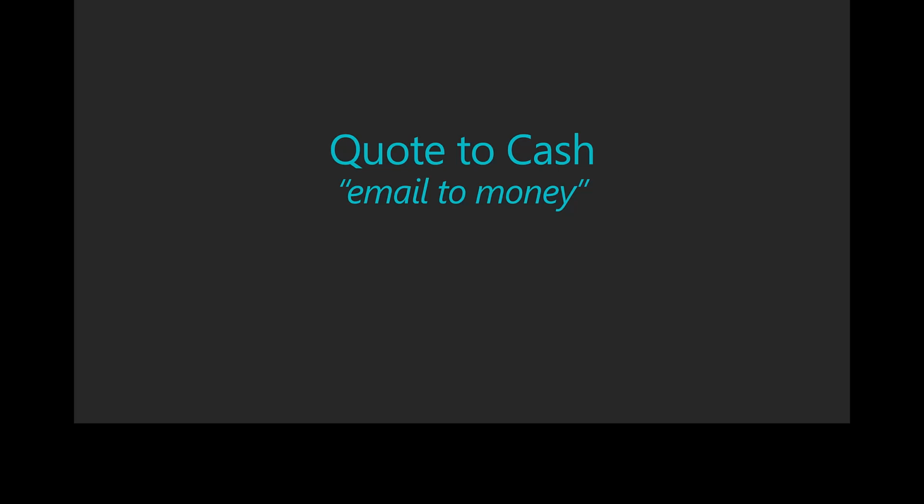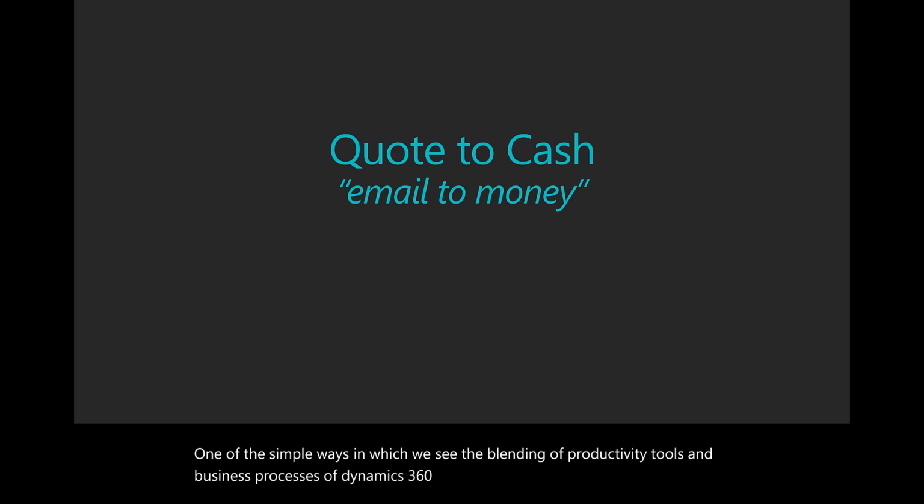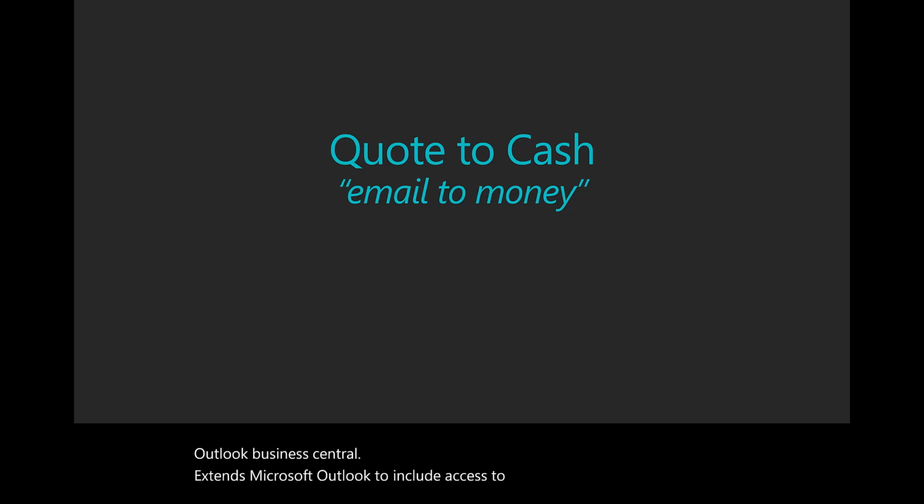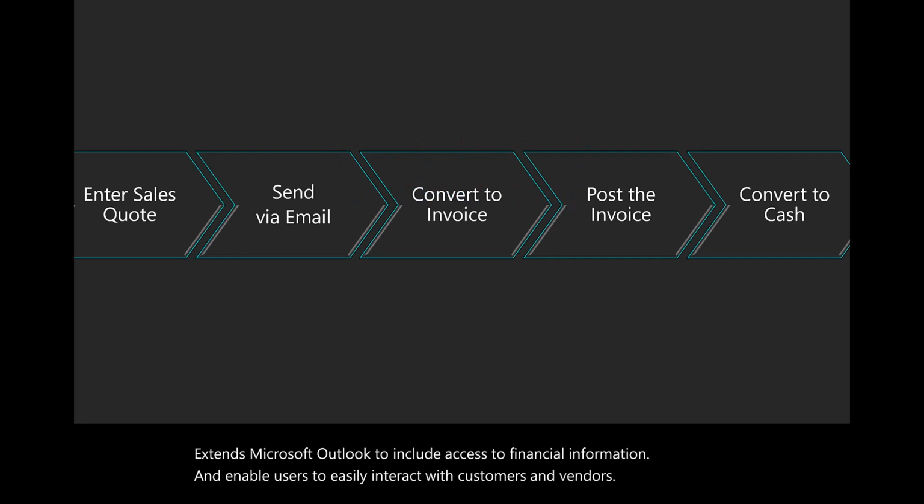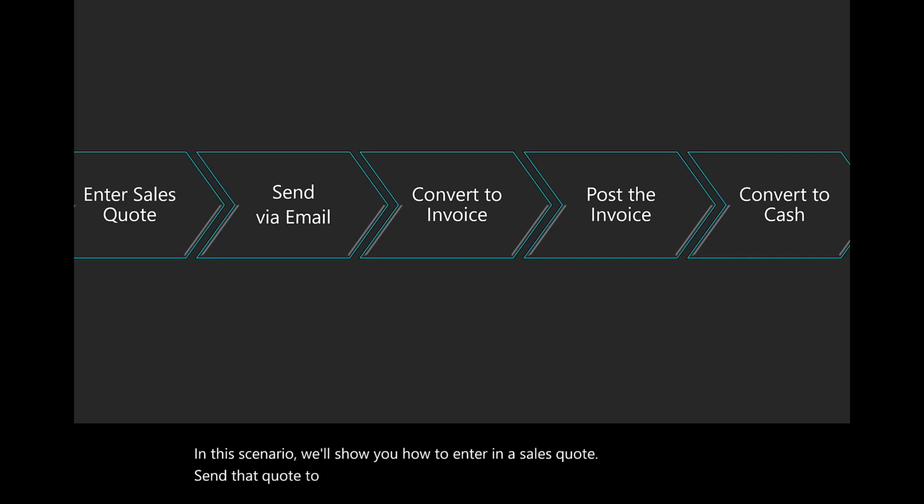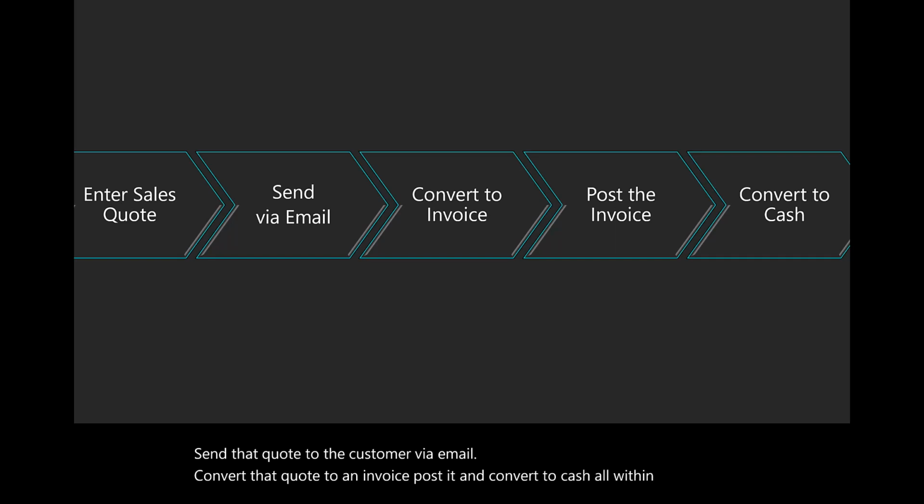One of the simple ways in which we see the blending of productivity tools and business processes of Dynamics 365 Business Central is through Microsoft Outlook. Business Central extends Microsoft Outlook to include access to financial information and enable users to easily interact with customers and vendors. In this scenario, we'll show you how to enter in a sales quote, send that quote to the customer via email, convert that quote to an invoice, post it, and convert to cash, all within the context of Microsoft Outlook.